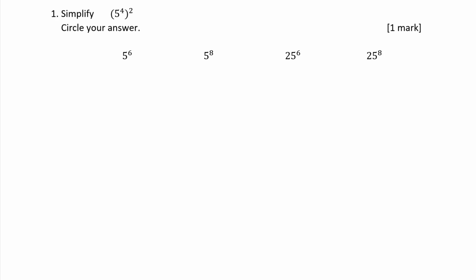Circle your answer. Okay, so this is what we call an index of an index, where we've got something inside the bracket which already has an index, and then you're raising that thing to another power. So what we have to do basically here is multiply those indices together. So we're going to be multiplying 4 and 2 together, and that is going to give us our new combined power of 5 to the power of 4 times 2, which is 8. So the answer is that one there, 5 to the power of 8.